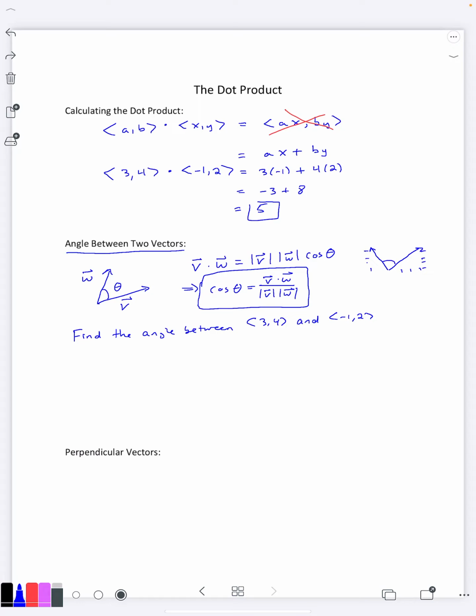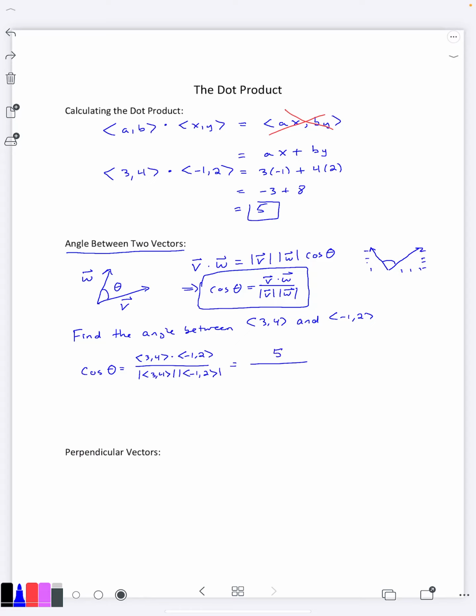So we're trying to find this angle between them. So we use our formula here. Cosine of theta is the dot product. So (3, 4) dot product with (-1, 2) divided by the length of (3, 4) times the length of (-1, 2). Well, we just calculated the dot product here. That dot product is 5.